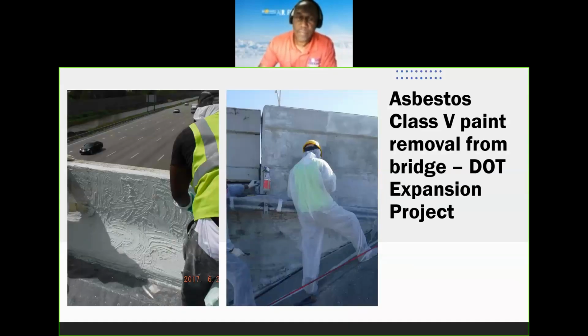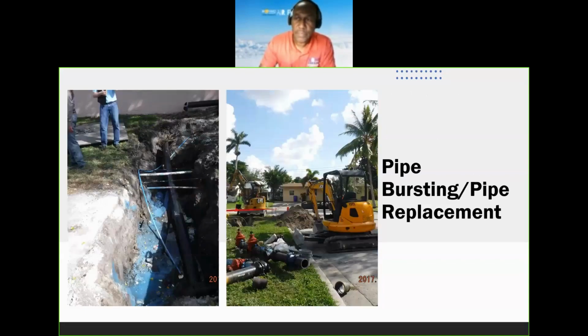Okay, this particular project is a DOT project actually. So this particular one is a bridge expansion. When they expand the bridges, or even if they're demoing a bridge, a lot of times these bridges have class 5 paint. It's actually asbestos paint, and it has to be removed properly before any further work can be done. So we do quite a few of these as well.